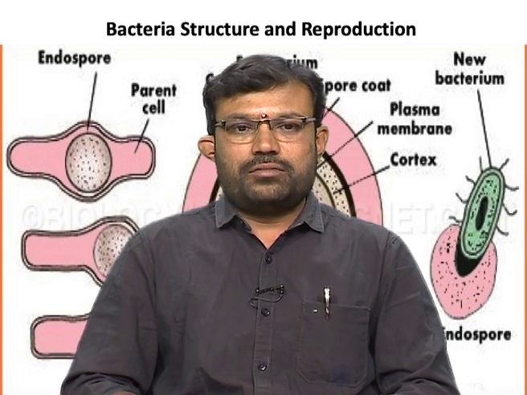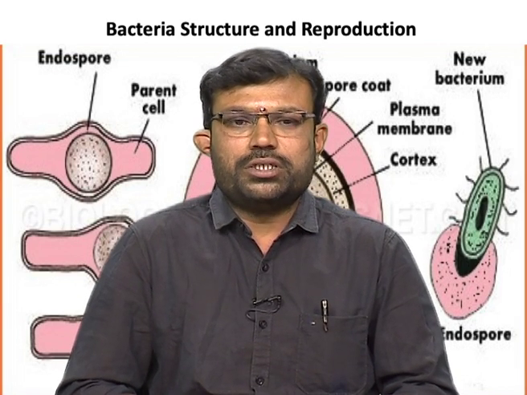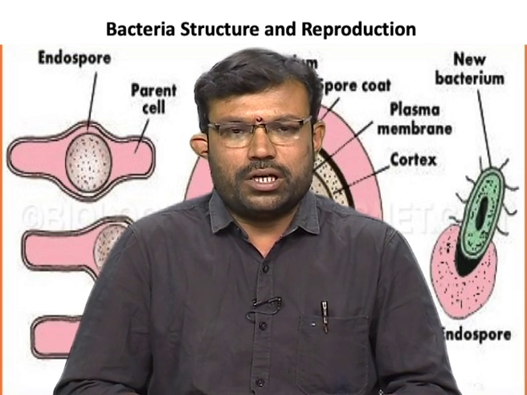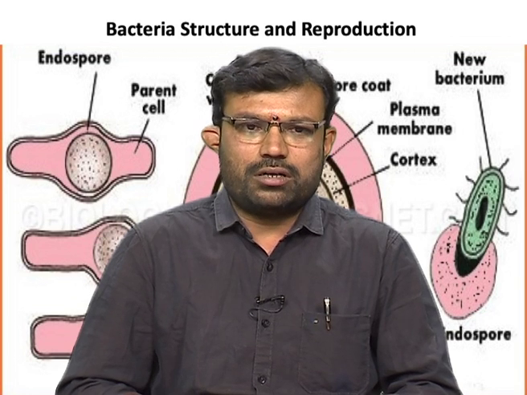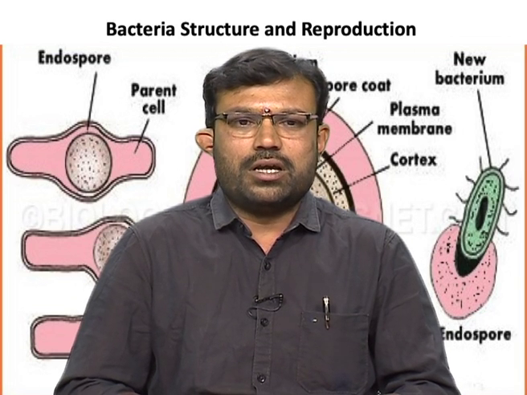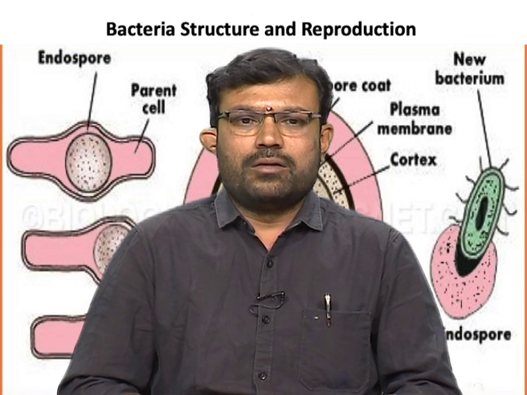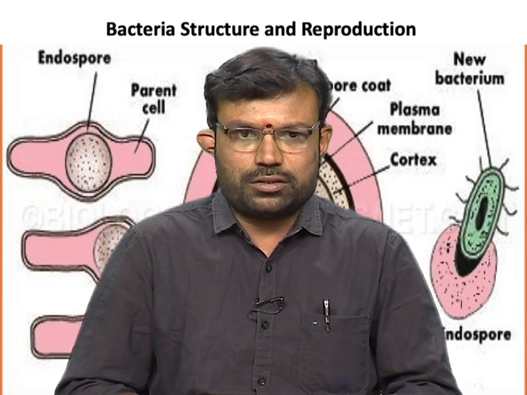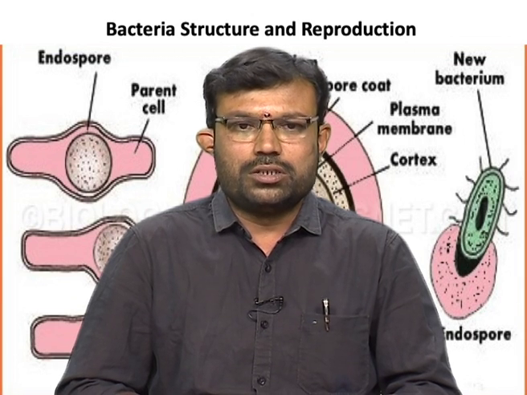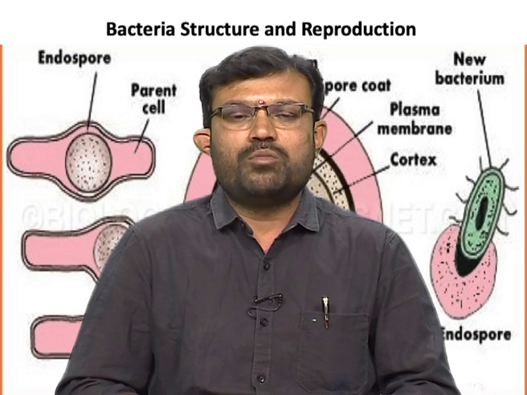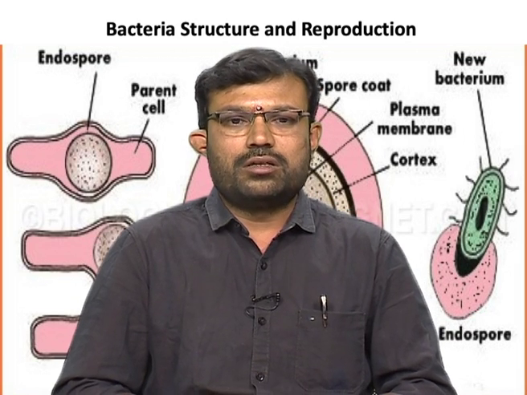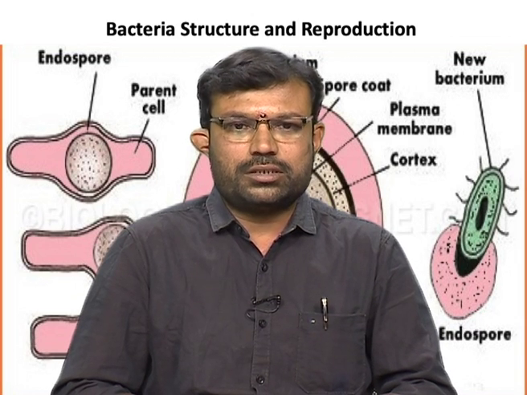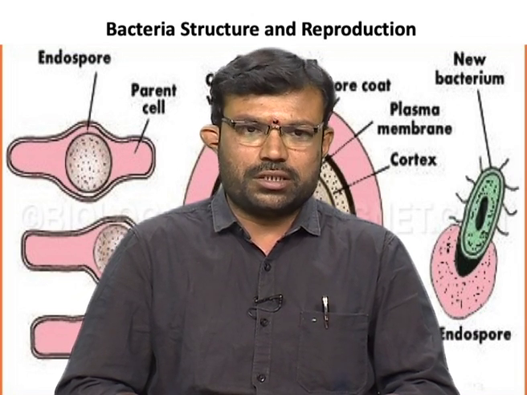Distribution of bacteria: bacteria are cosmopolitan in distribution. It means they can be present in soil, air and water. A few members of bacteria can live in high temperatures such as 100 to 120 degrees centigrade. Such bacteria are called thermophilic bacteria.